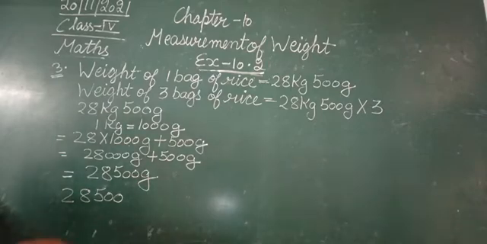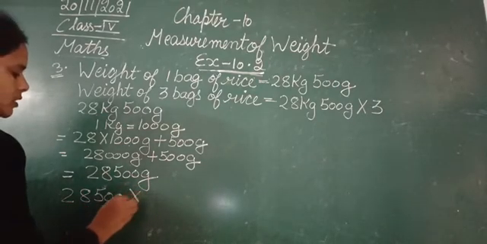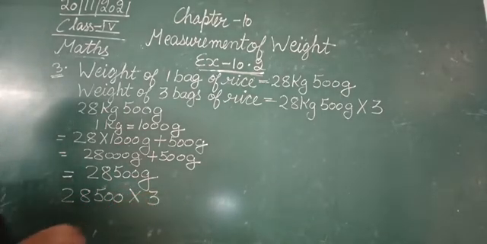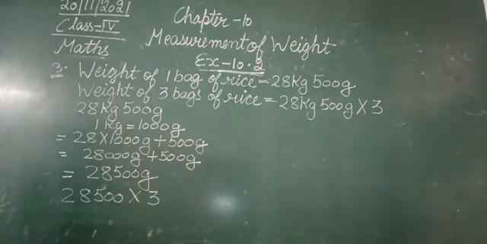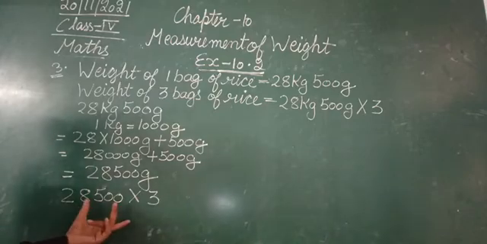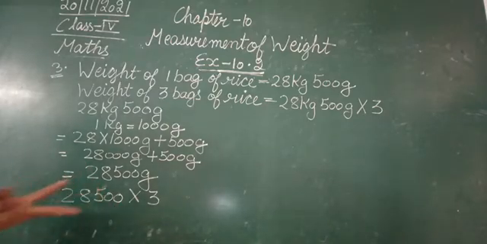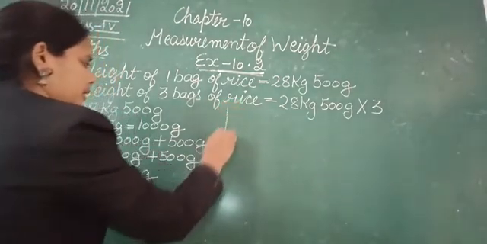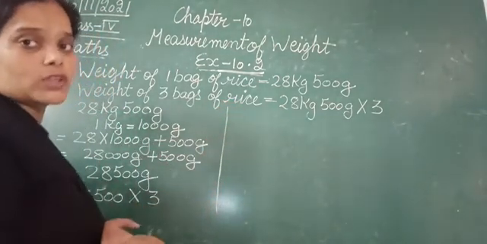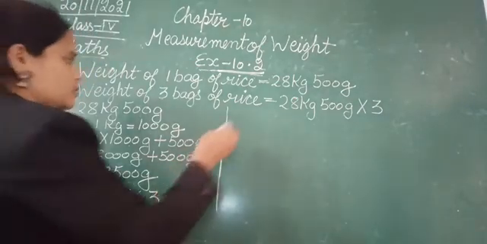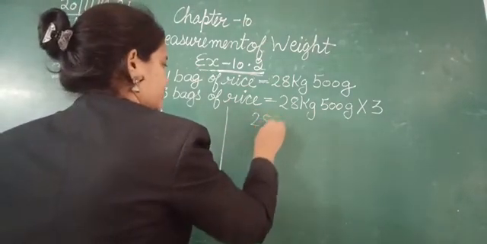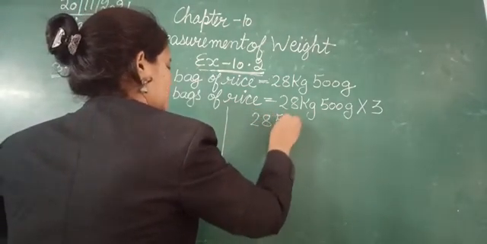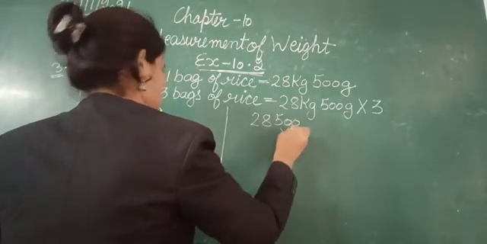Okay. So now let's multiply it with 3. So 28 kg 500 gram multiply by 3. Okay, and whatever answer you get after this, that will be the weight of 3 bags of rice. Okay. So I am doing it here, but you will do it downward. आप इसके नीचे ही करेंगे because I am having a space problem here. So multiply 28,500 with 3.